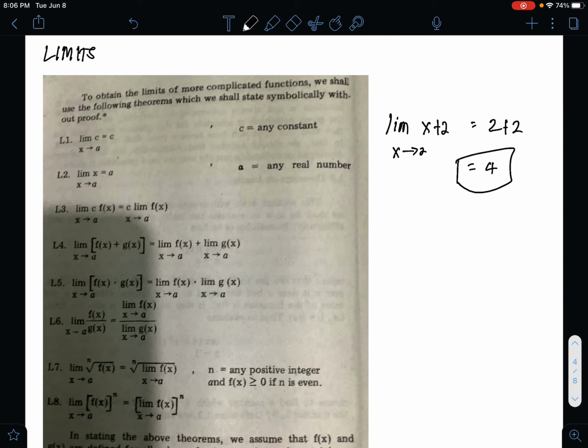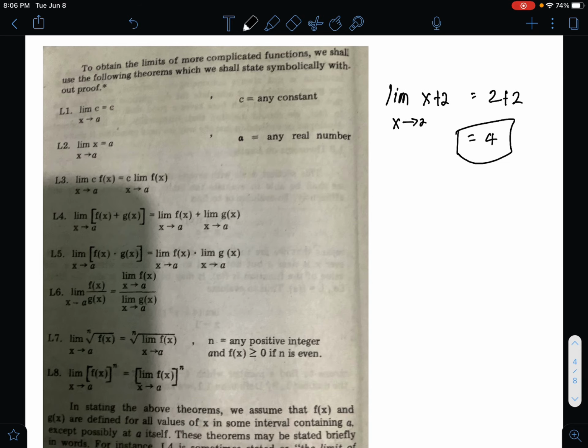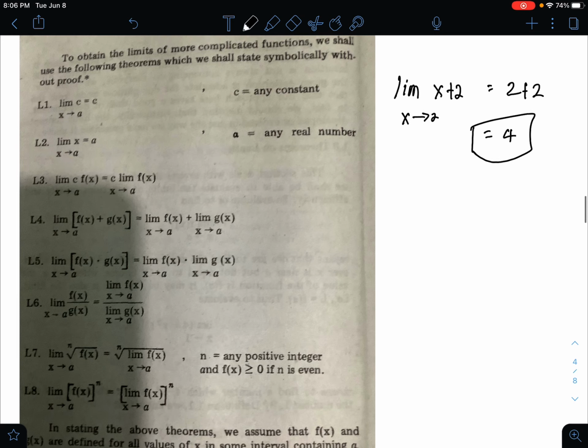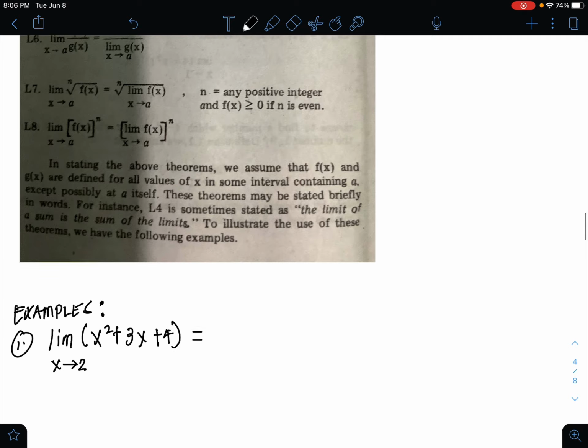Now, let's proceed to the following theorems. Okay, so I want you to take time to look at the following theorems on limits. I will not be reading this one. We will just be using this as our guide to answer some of the examples that we will do in the next part. So you can pause the video, I gave you about 3 seconds to pause. But yeah, let's proceed with the example.